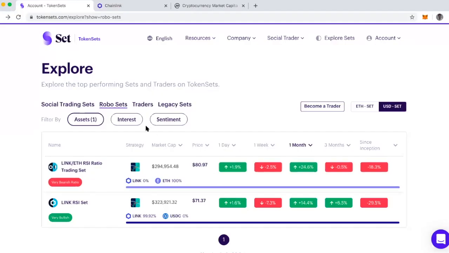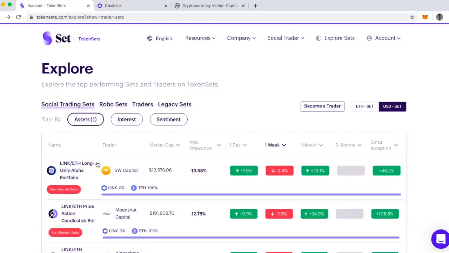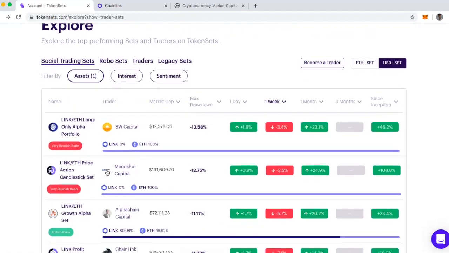Okay, so now that we've covered Robo sets, let's go ahead and talk about social trading sets. And if you remember, social trading is where you have an actual trader that is in control of the set. So if I buy their token set, I'm now going to have my money copying every move of the trades of that social trader.